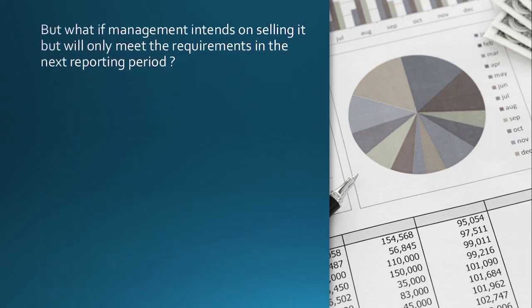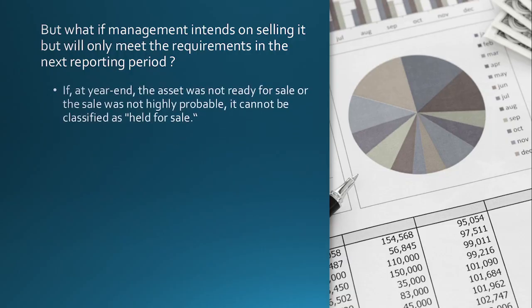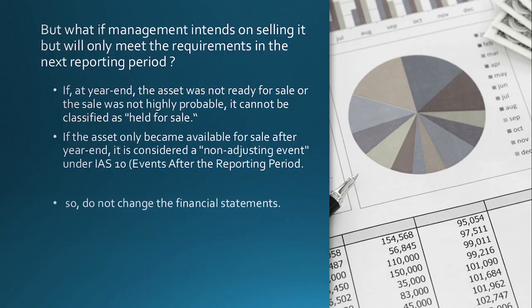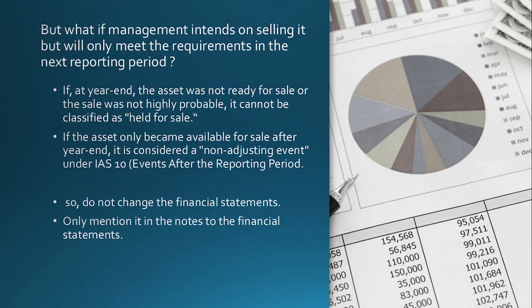But let me give you a scenario. Let's say management wants to sell the asset, but they'll only meet the requirements at the next reporting period. If the asset is not ready for sale or the chances of the sale happening are not highly probable, then don't classify it as a non-current asset held for sale. What you actually do is you don't change the financial statements, but you mention in the notes that you do have the intention of selling the asset. Let me give you an example so that you can better understand the scenario I've just given you.